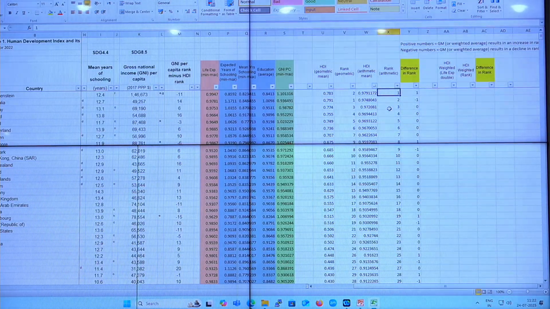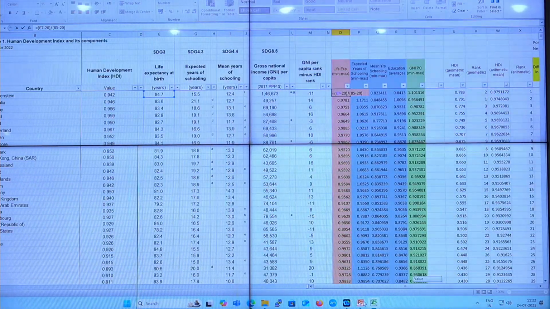So one of the steps that I did not cover in this particular exercise, and it's worth exploring, is how they calculate the score for life expectancy to begin with. This is basically a min-max score. So let me move over in the spreadsheet. What does this min-max score tell you?